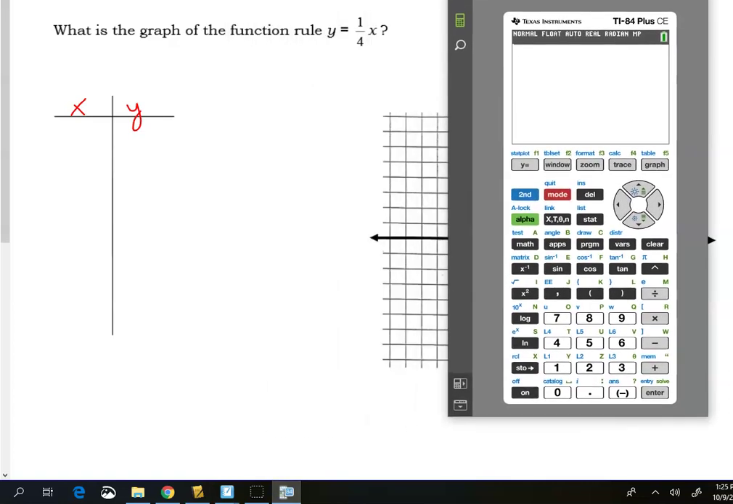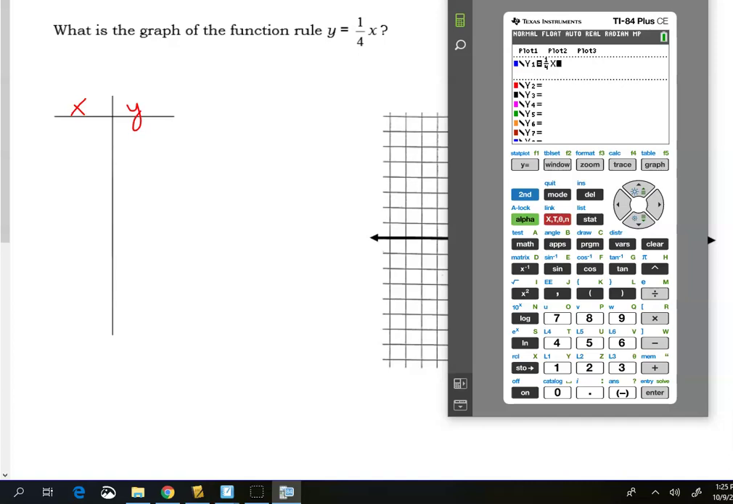So what I'm going to do is turn on my graphing calculator, and I'm going to hit the y equals button. The y equals button is right above the second key. And I'm going to type in y equals 1/4 x. And then I'm going to hit the table.